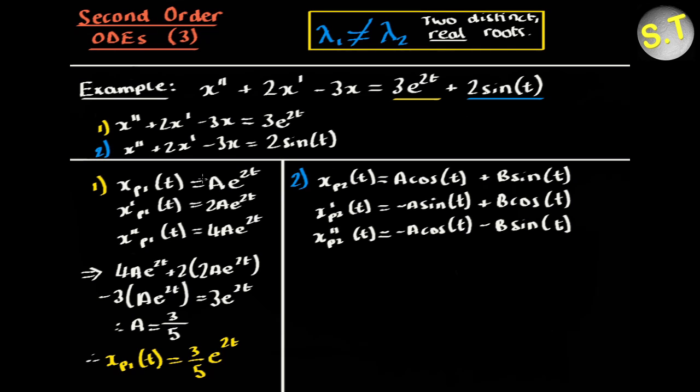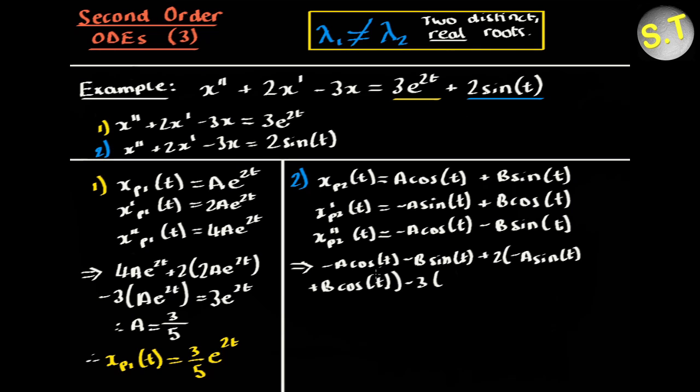So once again, if we substitute our particular values into the original problem here, that will give us 1 times the second derivative, so we have minus a cosine t minus b sine t, plus 2 times our first derivative value of the particular solution, so we have minus a times the sine of t plus b times the cosine of t, minus 3 times our zeroth derivative, so we started with a cosine t plus b sine of t, and still is equal to 2 sine of t.